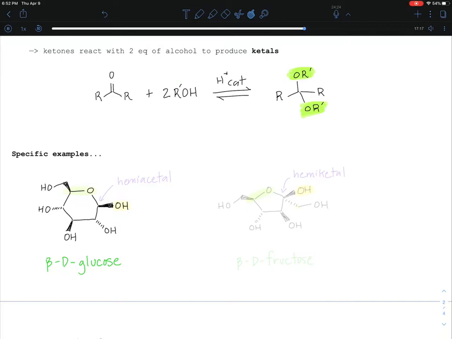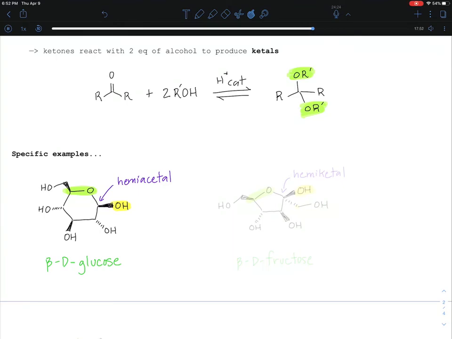The beta part of this just means that at the anomeric carbon, so here is your, by the way, hemiacetal. So, right, we've got our alkoxy group. Let that be just R on the other side of that oxygen. And then we have our hydroxyl group on the same carbon. So it's a hemiacetal. Glucose is an aldehyde.